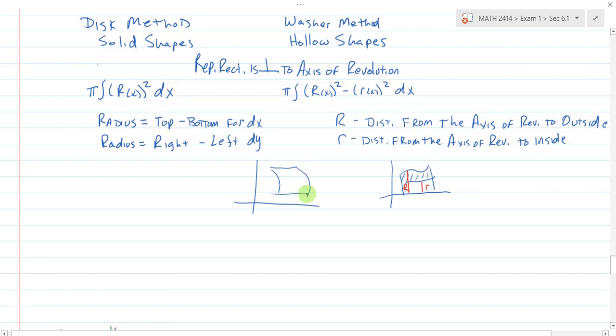Something that looked like this, and this was my shaded region. If I was revolving around the y-axis here, I was revolving around the x-axis. If I was revolving around that y-axis, that distance would be my outer radius. This distance would be my inner radius. And you would have to know those functions that would give you those values. All right, so that kind of recaps everything that we've done so far.